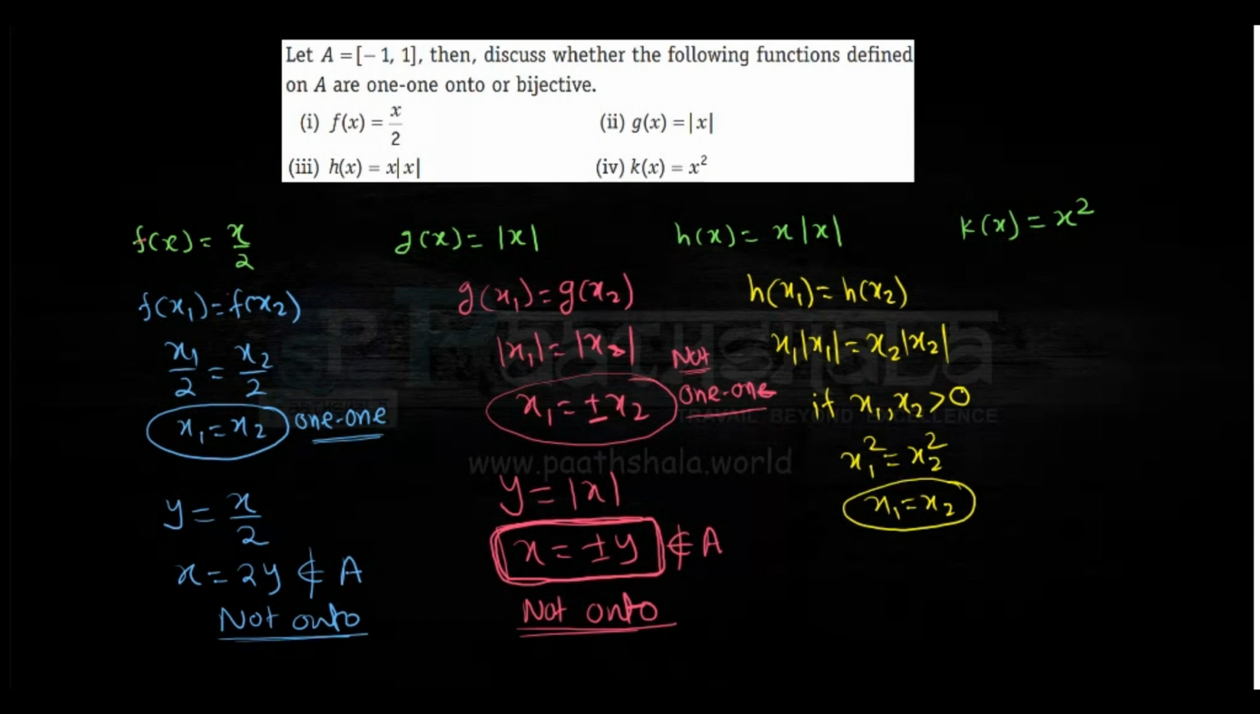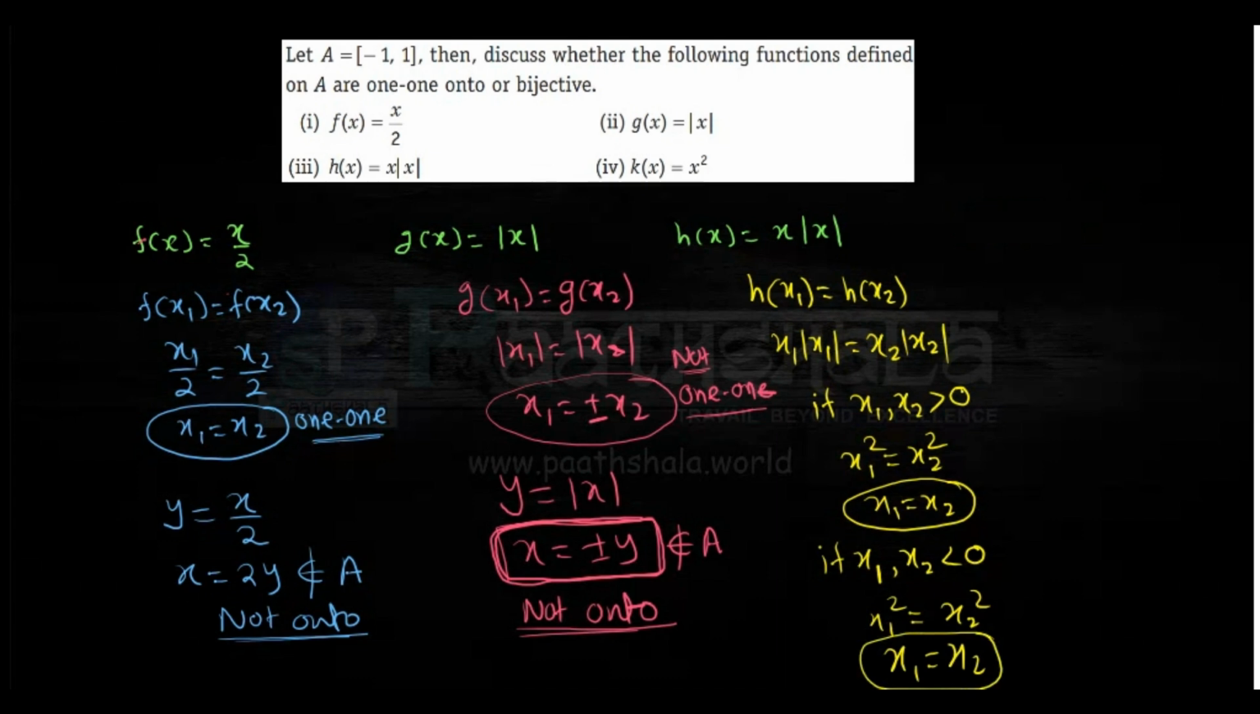For x1, x2 greater than 0, and if x1, x2 are both less than 0, then we can also write x1 square equals x2 square, that is x1 equals x2. So h of x is a one-one function.